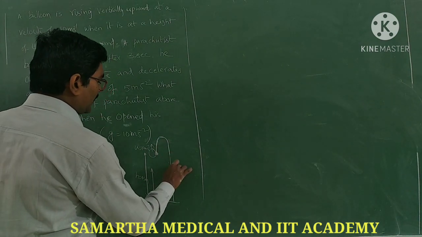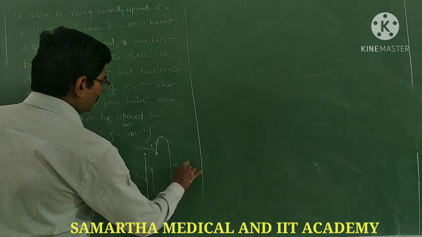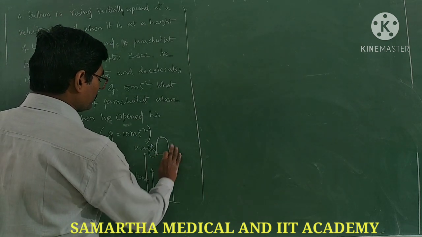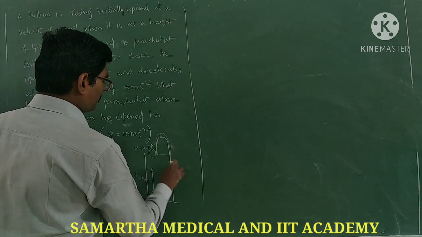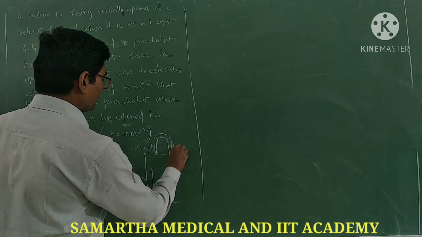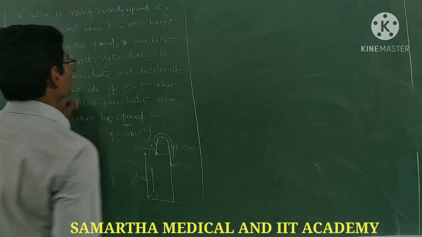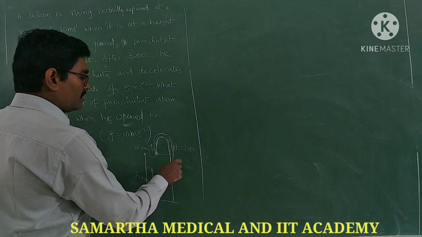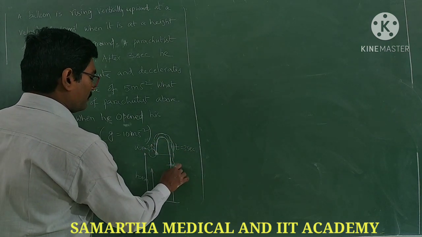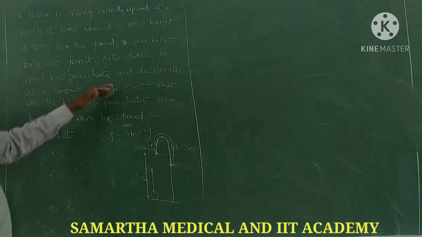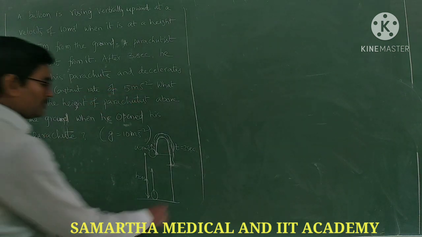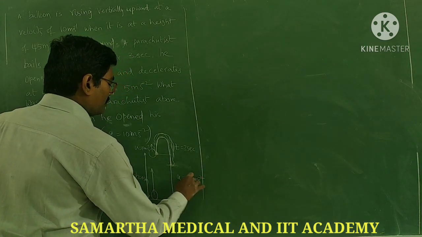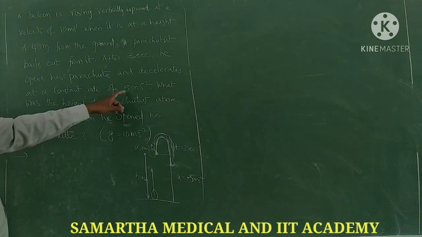Okay. So it is coming down with a deceleration. Up to a time t equal to 3 seconds it is not opened. So after 3 seconds the parachute is opened. Now that it is opened, it is going with a retardation of 5 meter per second square. Retardation means the acceleration is a negative value, minus 5 meter per second square.